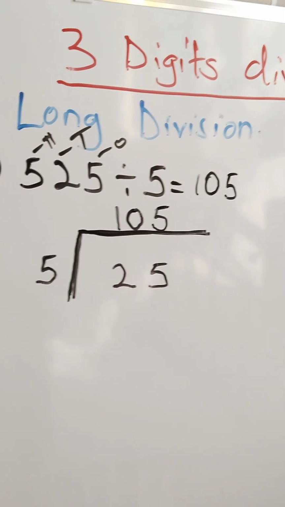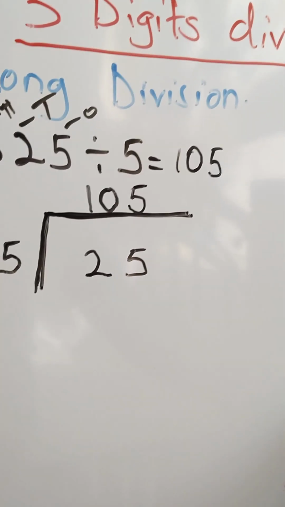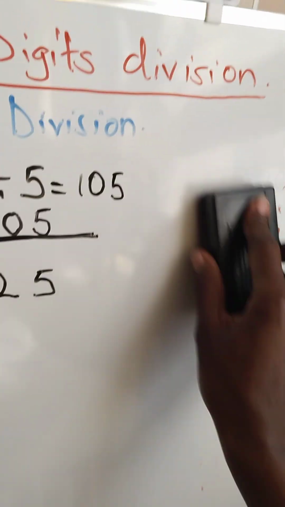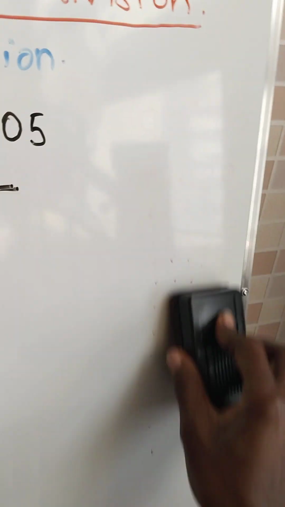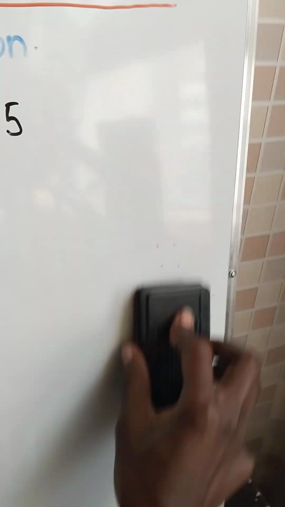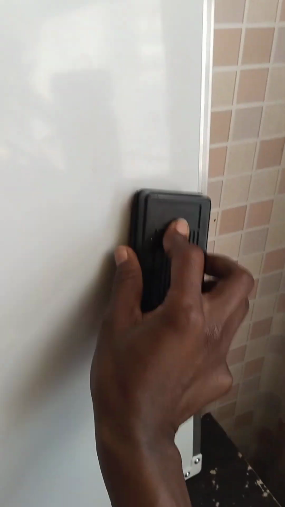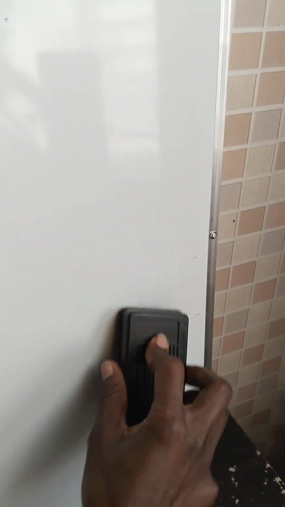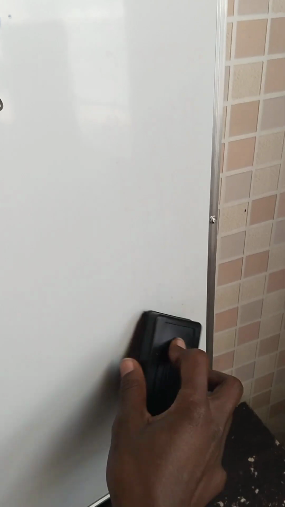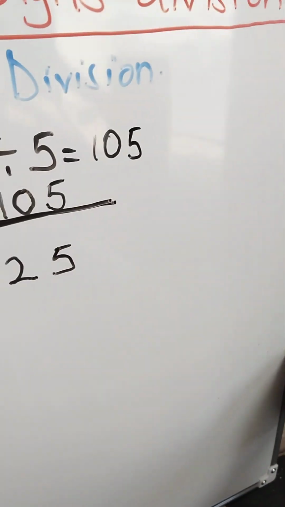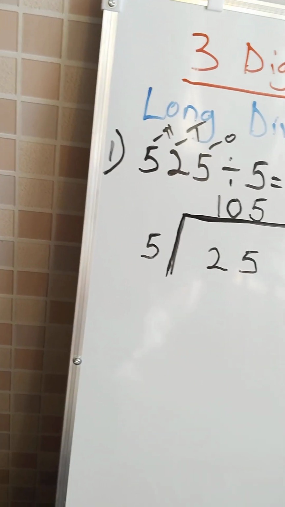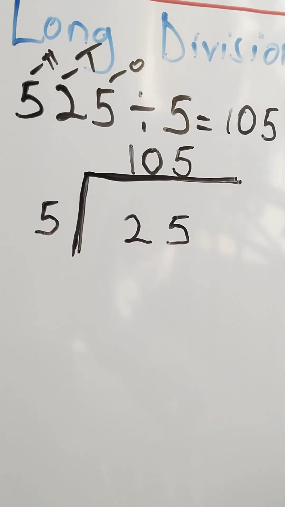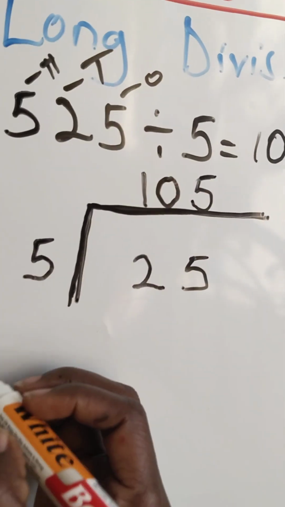Okay, so we are going to try another number. Let me first erase these balls because we are going to use the side of our paper. Okay, we are done. So we are going to try another number. And what number is it? Let us try number 2.